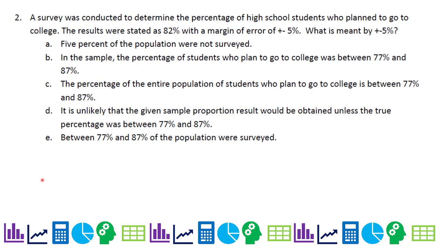Number two, a survey was conducted to determine the percentage of high school students who plan to go to college. The results were stated as 82% with a margin of error of plus or minus 5%. What is meant by plus or minus 5%?